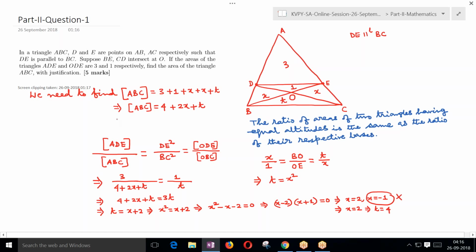If we apply this, then we get ABC is equal to 4 plus 2 into x, that is 2 into 2, plus t, which is 4. So from here we get the area of the triangle ABC is equal to 12 square units, and that is the answer.